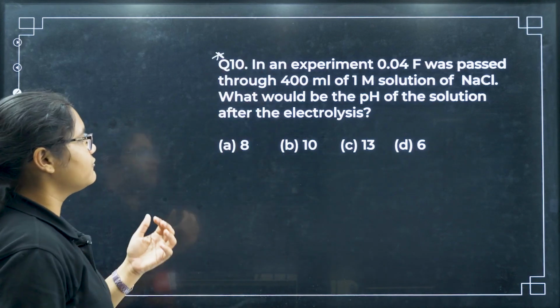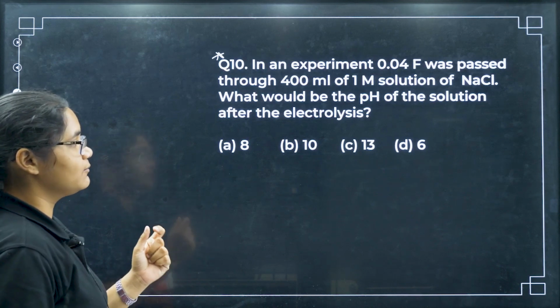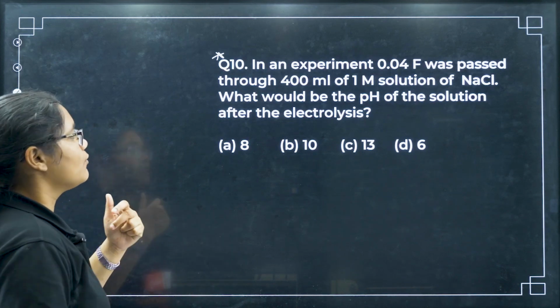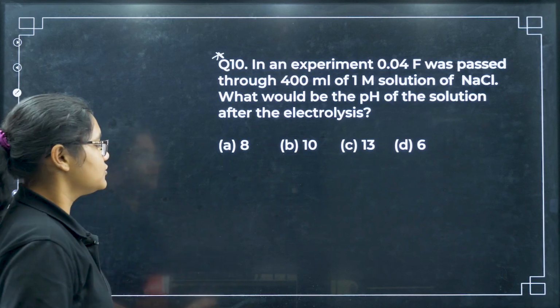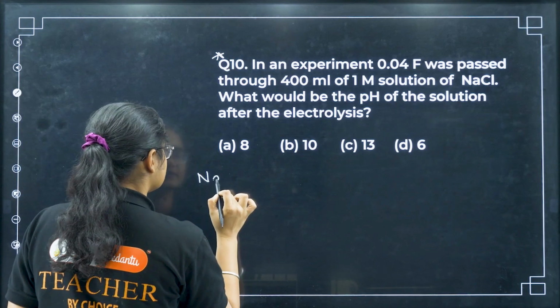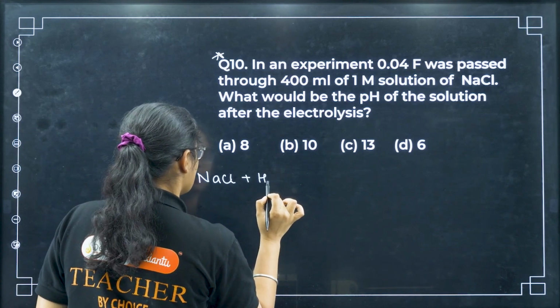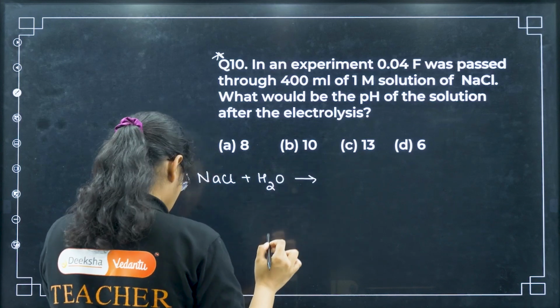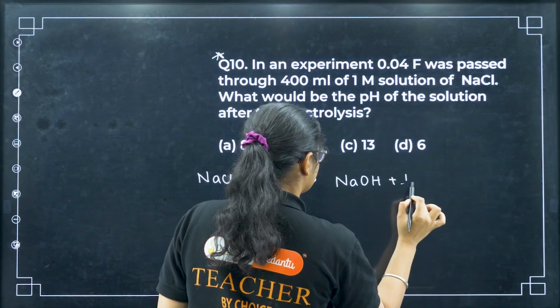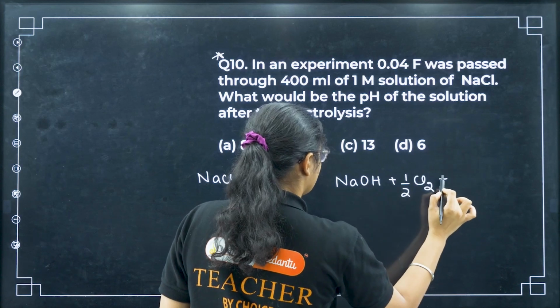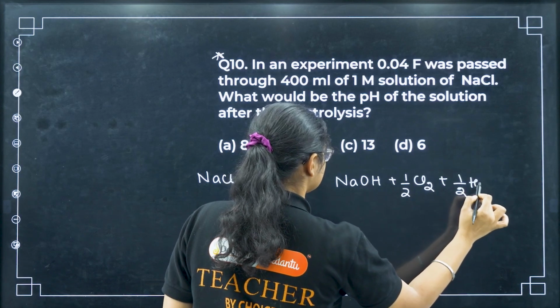0.4 Faraday was passed through 400 ml of 1 molar solution of NaCl. What would be the pH of the solution after the electrolysis? So if you have remembered electrolysis of NaCl plus water, what were the products we used to get? We used to get NaOH plus half Cl2 plus half H2, right?